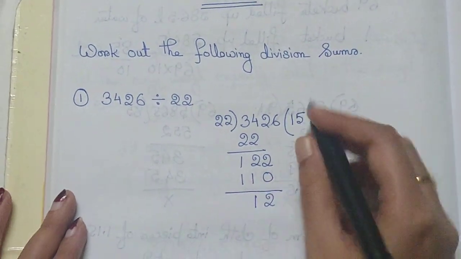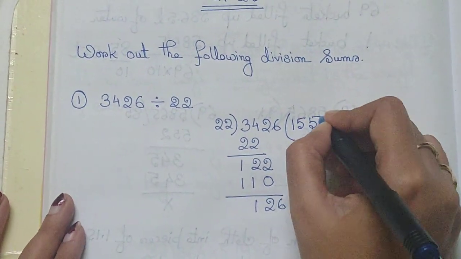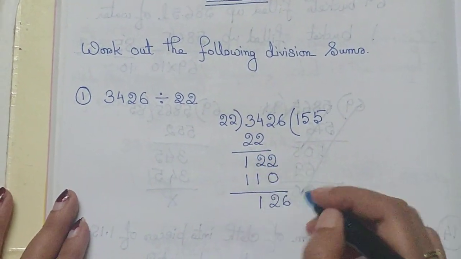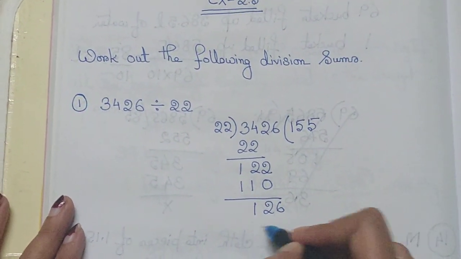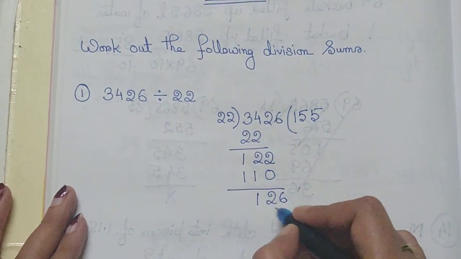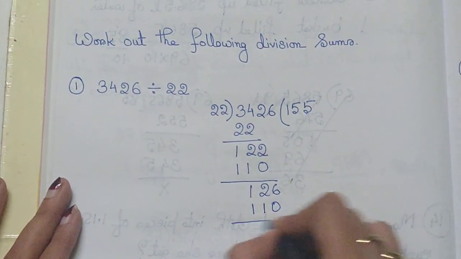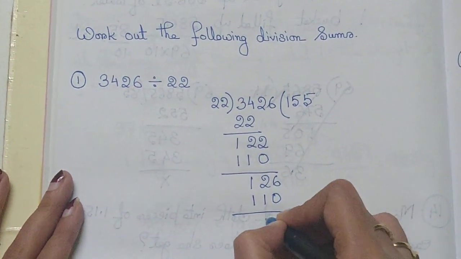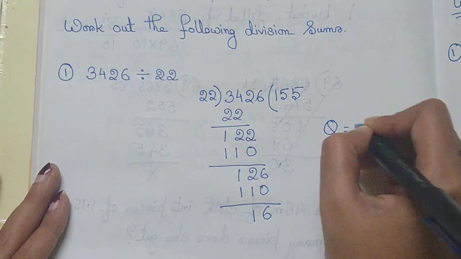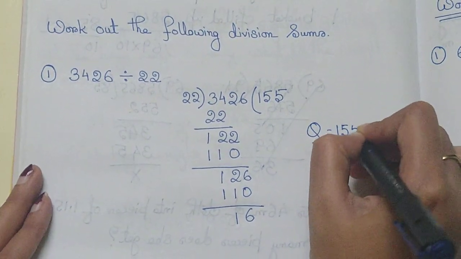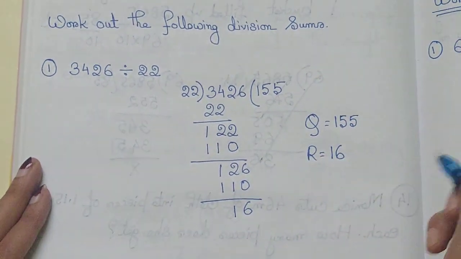2 minus 1, 1. 6 will come down. Again by 5, because if we divide it by 6, then it will be more than 126. So 5 twenty-twos are 110, 6, 16. So quotient is 155, remainder is 16. This is your answer.